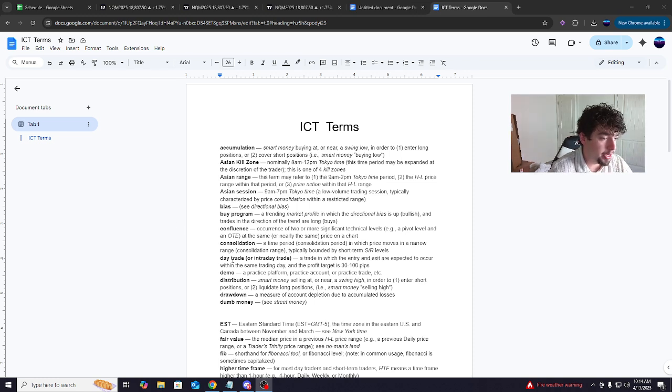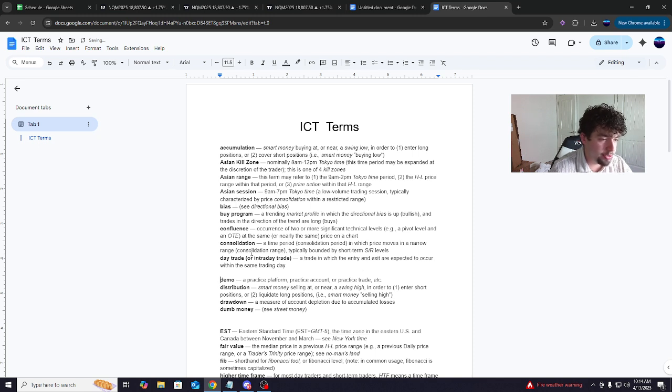Day trade, that is a trade in which the entry and exits are expected to occur within the same day. I just put that there for whatever reason. But yeah, so day trade is within the same day. Sometimes I do swing options. Highly unlikely. I don't like to do it, especially with everything that's going on. So usually we stick to day trading.